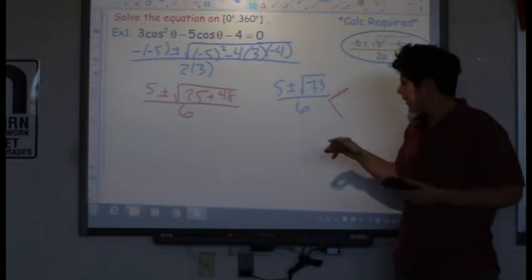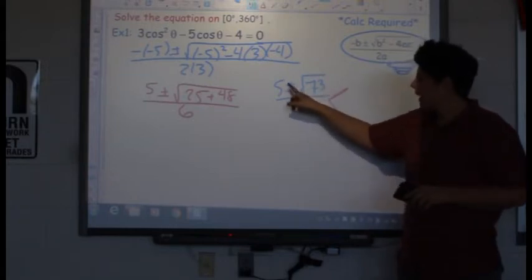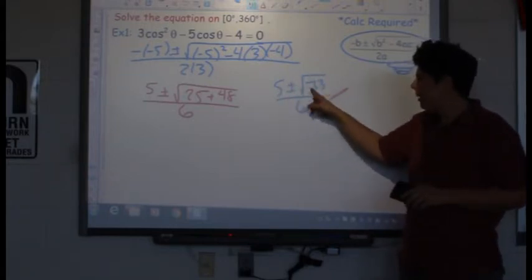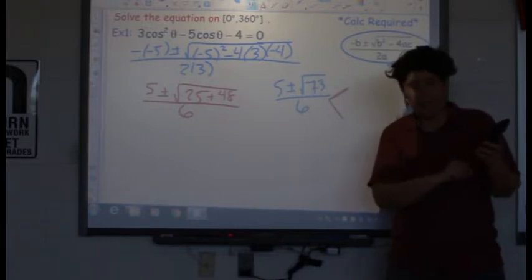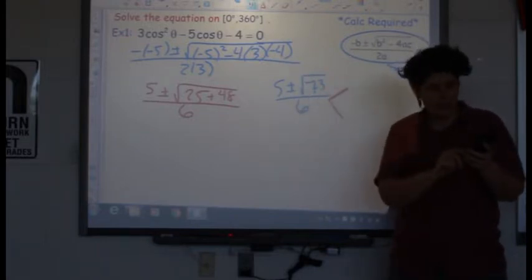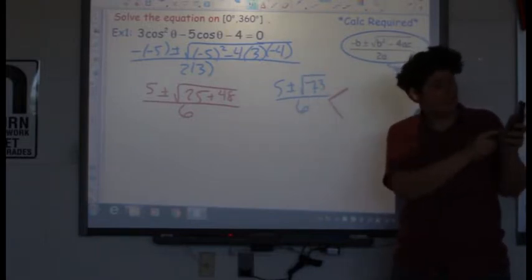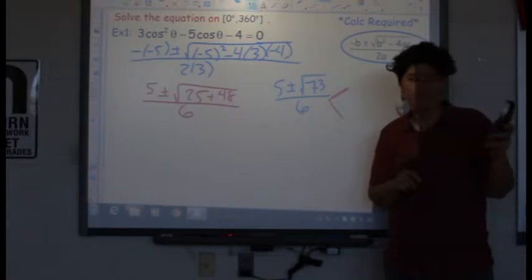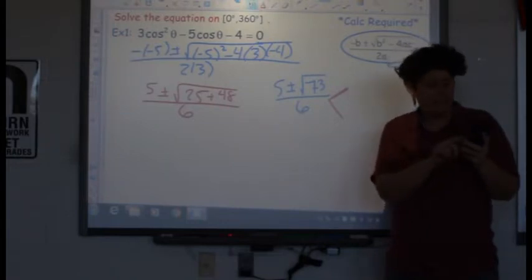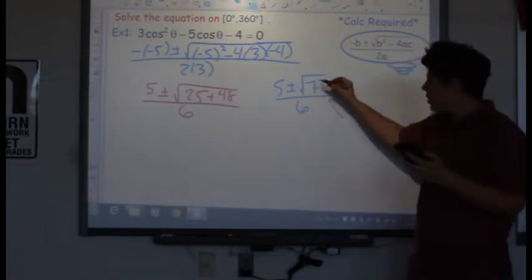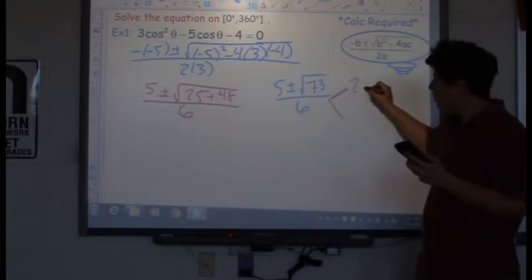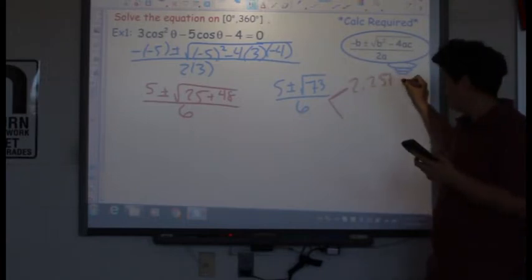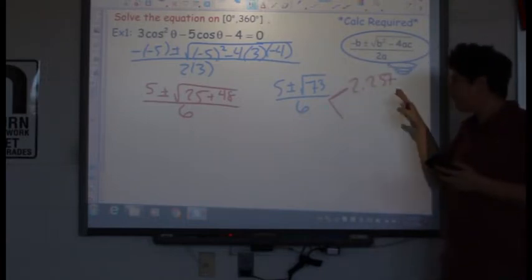I first type the 5, and then I'm going to do the square root here. So I have 5, and I'm going to do the positive version first, plus, then I'm going to type 73 square root and hit enter. So now I'm looking at about 13.54. And then I'm going to say divided by 6. The plus version gives me 2.257, and that's my approximate value.